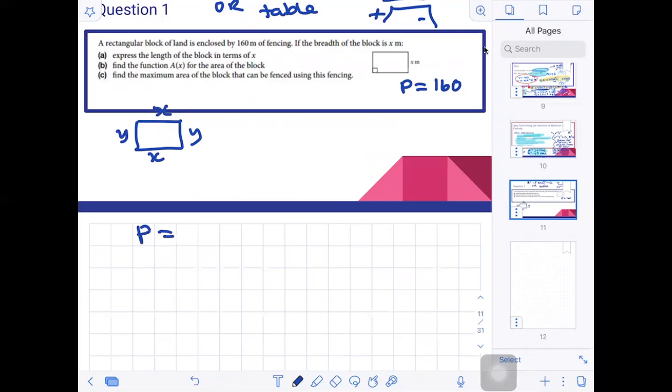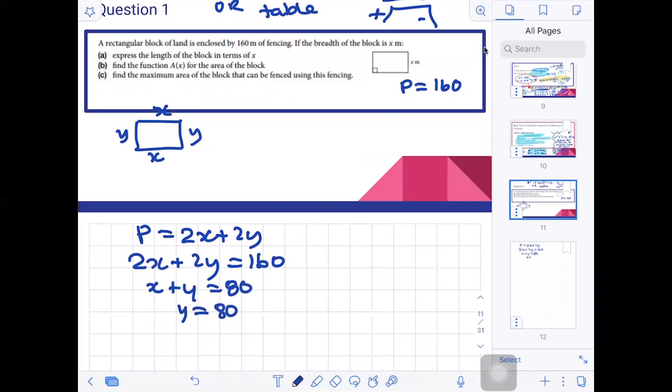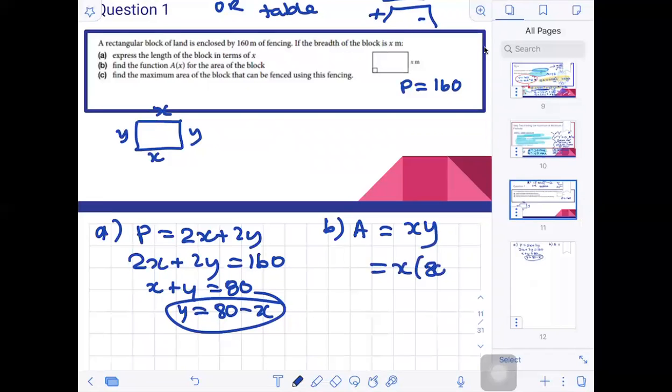So this will give our relationship. We have 2x plus 2y equals 160. This allows us to get y in terms of x, and y equals 80 minus x. So that's part A. Part B, we need to get the area. So the area is xy, which is x times 80 minus x, which is 80x minus x squared. Okay, and that allows us then to answer this question. This one here answers the first part.